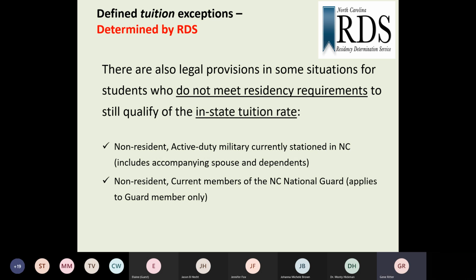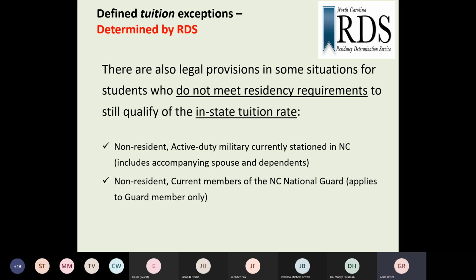And they can actually keep that for the duration of their enrollment in the same program at the same college, even if the service member gets transferred. Same with the National Guard. North Carolina National Guard, most of them are going to qualify as residents, but we have a few that live across the border in Virginia or South Carolina. As long as they're active with the Guard, they can get a tuition exception. Generally, we encourage people, if they meet the regular requirements, go that way. Don't take the exceptions, because the exceptions require some monitoring and some work on your part.